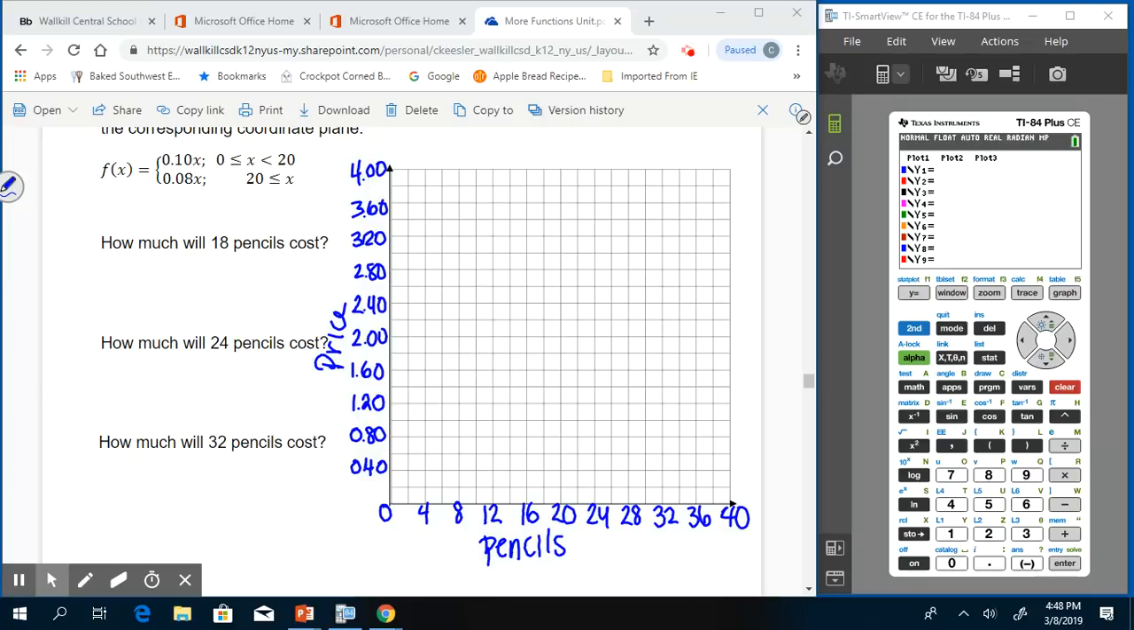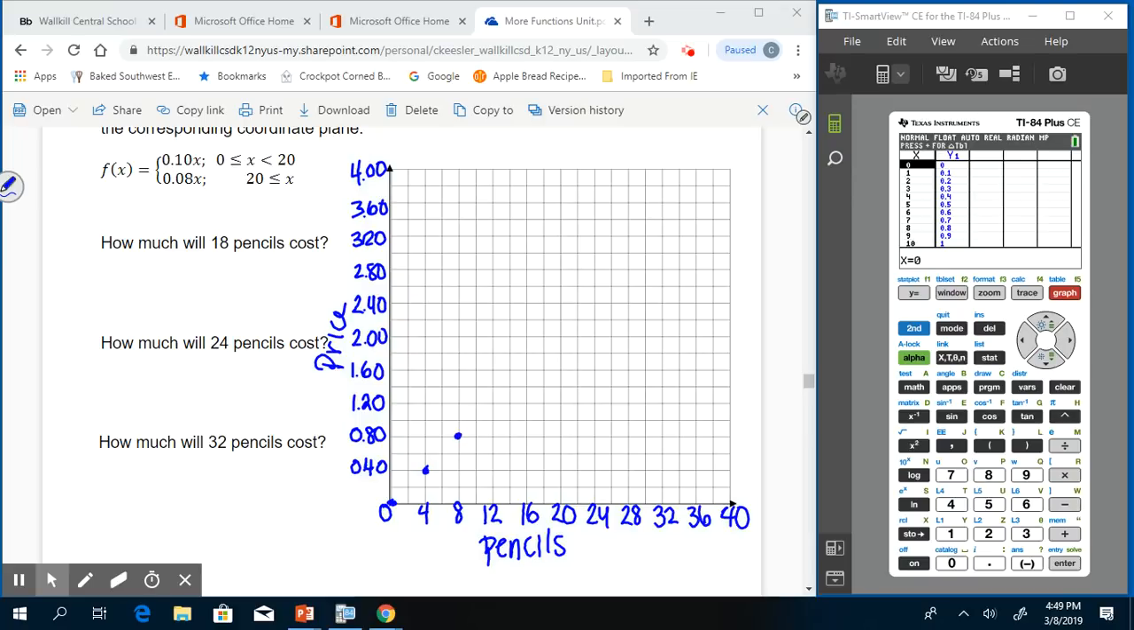So we can pull up the equation on our calculator for the first 20 if it makes you feel more confident about getting the right coordinates here. So we have 0.10 times x. We pull up our table, and we are given our first set of points. So I don't have to graph every single one. I know 0 is obviously 0. And if they're 10 cents each, 4 is going to be 40.